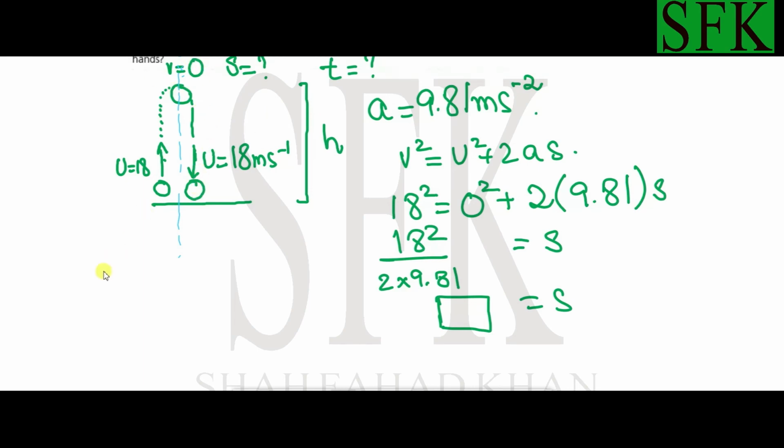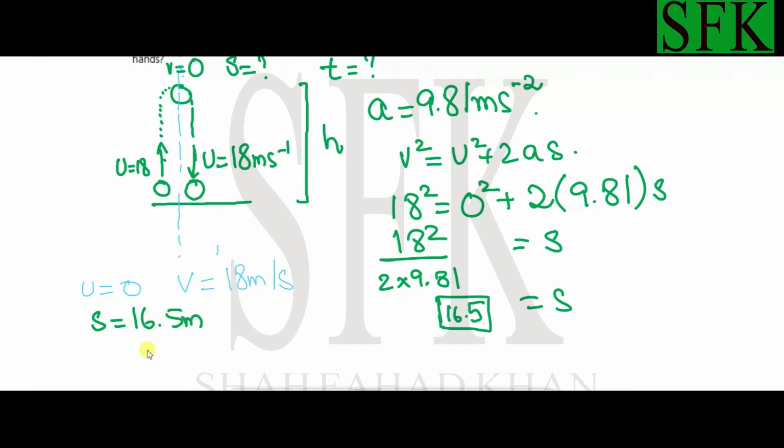Okay, so now let's find the time of the ball coming downwards. If we take again the initial velocity to be 0, we are considering the downward motion. The initial velocity is 0, the velocity at the top is 0. The final velocity is 18 meters per second. Time is not known, right? We need to find the time. And the height that we just calculated over here, okay, wait, I'll calculate the value. 18 squared upon 2 into 9.81. This is 16.5 meters.